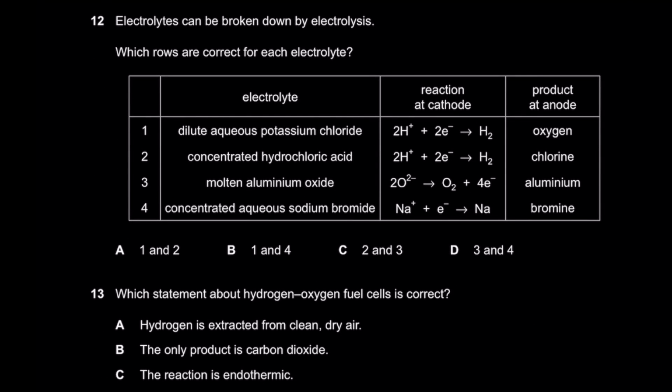Electrolytes can be broken down by electrolysis. Which rows are correct for the electrolyte? Remember, electrolytes are just solutions which can conduct electricity because of the free moving ions, right? And you can break them down by electrolysis because you can pass current through them. Now, he's given me some electrolytes and we have to determine the products.